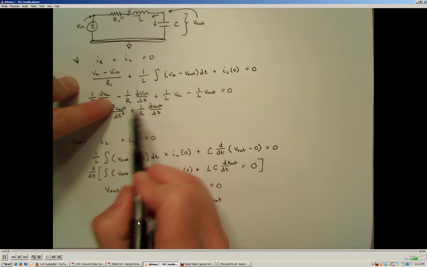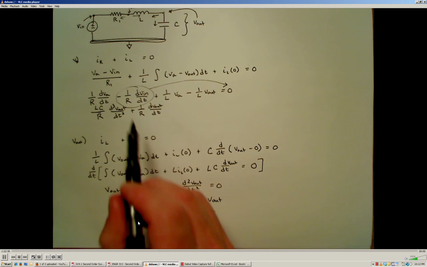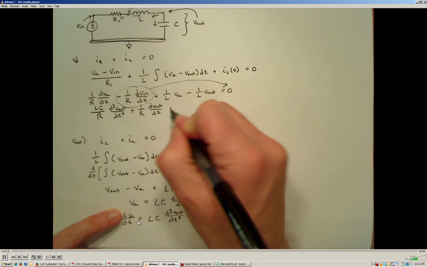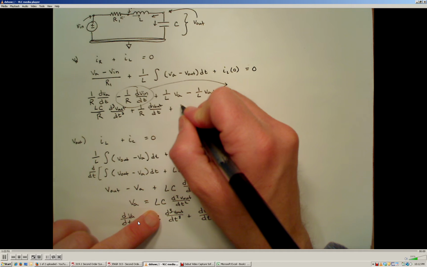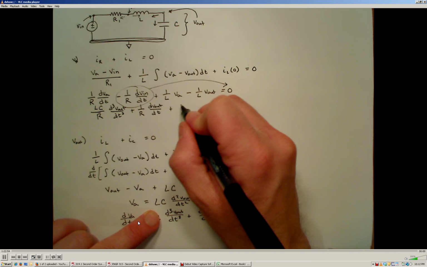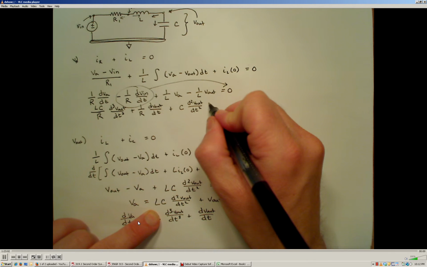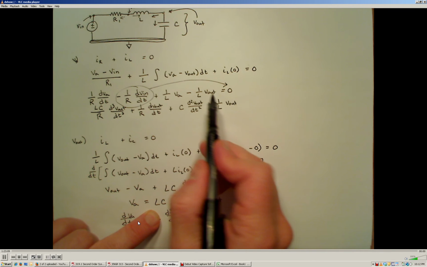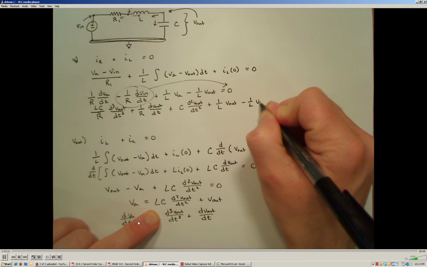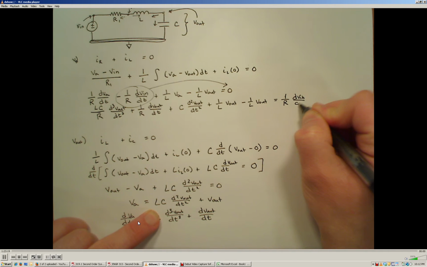This dVn term, I'm going to move to the other side of the equation, so I'm not going to worry about that right now because that's my input term. And now I'm going to multiply 1 over L by my definition of VA. So I'm going to substitute this back into here. When I do that, the L's will cancel here, so I will get C times the second derivative of the output voltage with respect to time, plus 1 over L times the output voltage. And then I'm left with my third term right here, which is minus 1 over L V out. All of that has to be equal to 1 over R dVn dt.